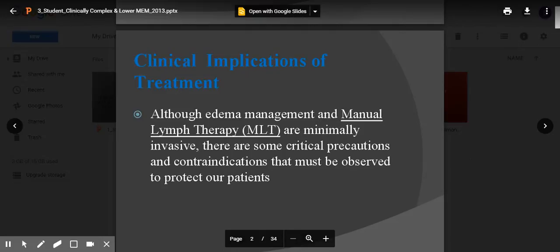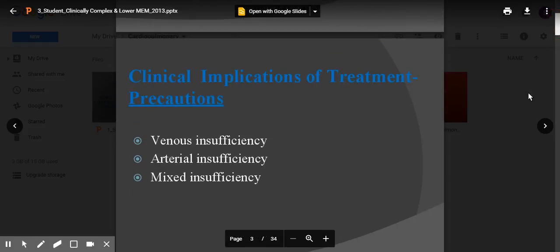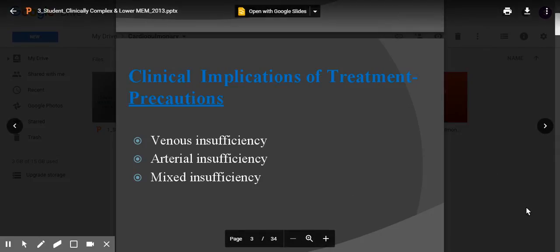So although edema management and manual lymph therapy are minimally invasive, there are some critical precautions and contraindications that must be observed to protect our patients. One of the first is understanding the difference between venous insufficiency, arterial insufficiency, and if it stopped there, I think the world would be a wonderful place. However, there are also patients who have a combination of venous and arterial insufficiency, which are referred to sometimes as mixed insufficiency.